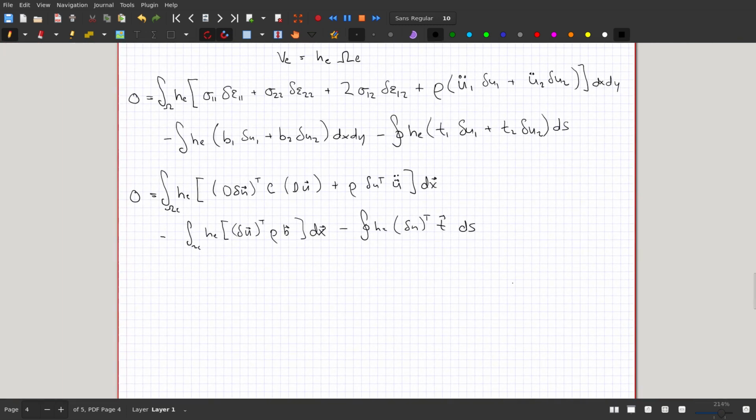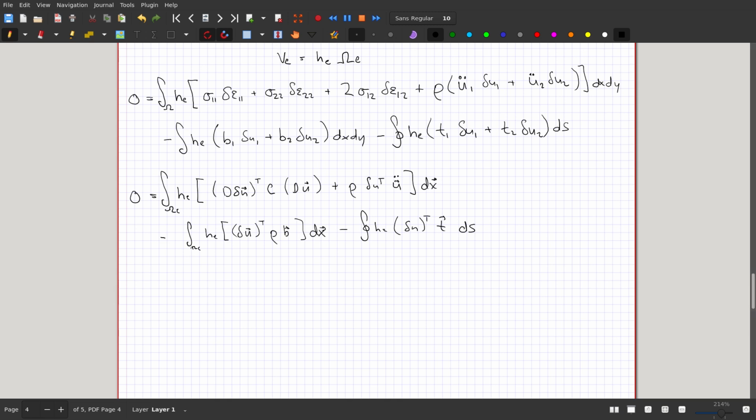Is that over omega e, the second part, the integration? Where? The last statement, second integral. This? Yeah. Is it over omega e? No, it's an HE times delta U transpose, because it's a vector, times this vector. That's a dot product, times omega E. It's the same domain of integration as the other integral. Yeah.